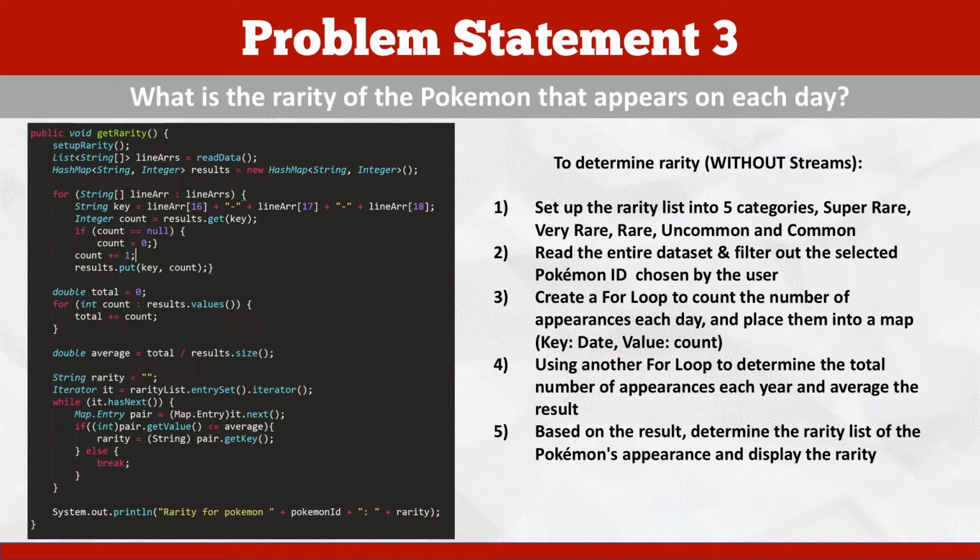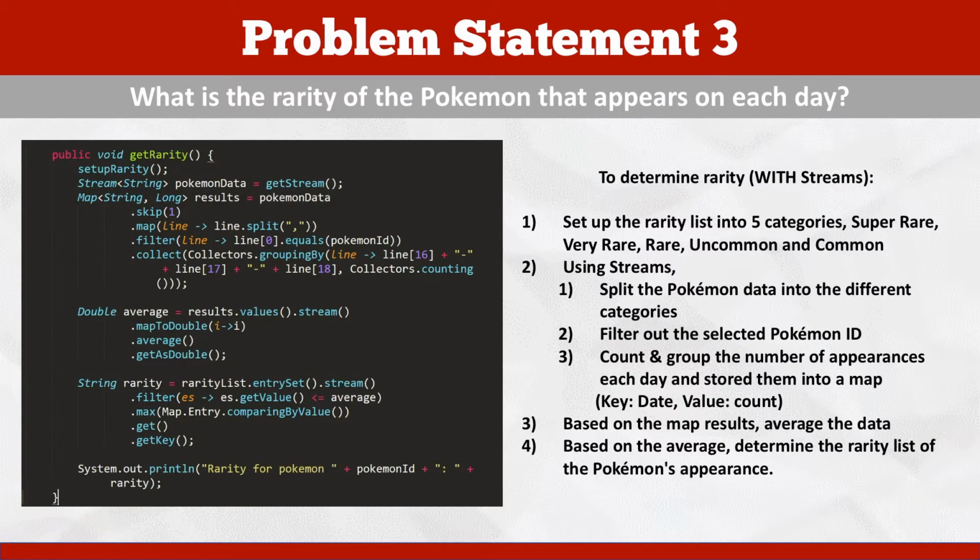Then, we read the entire dataset and filtered out the selected Pokemon ID that was chosen by the user and stored them into a list. Using a for loop, we look through the list to count the number of appearances each day and place them into a map, with the key being the date and the value being the count. Using another for loop, we find the total number of appearances for the year and average the result. Through the average, we then use an iterator to find the rarity based on our rarity list.